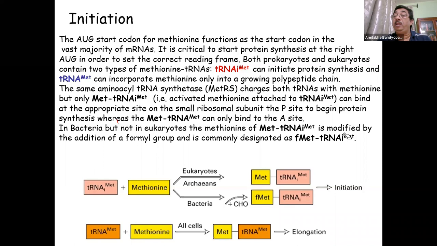While for the elongator tRNA, because it is no longer the initiation part but the elongation part, a completely different set of proteins acts there. It is elongation factor 1 alpha, EF1 alpha, in eukaryotes, or EF-Tu in prokaryotes. Therefore, the methionyl tRNA, whether it is the initiator tRNA or the elongator tRNA, has two distinct properties: where in the ribosome it gets in, and which protein brings it to the ribosome. But both the tRNAs are charged by the same aminoacyl tRNA synthetase, methionyl tRNA synthetase.